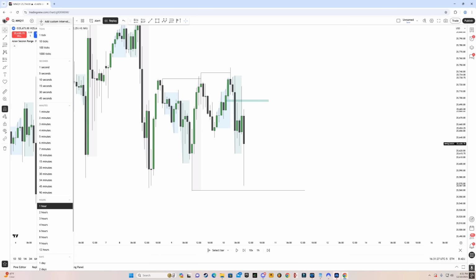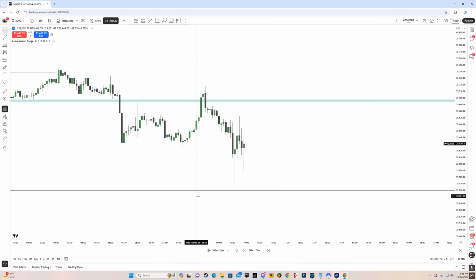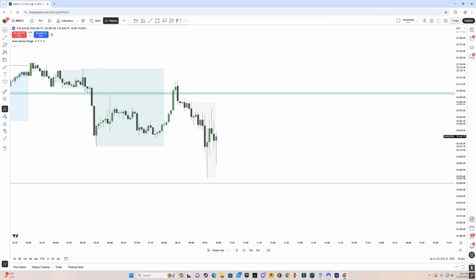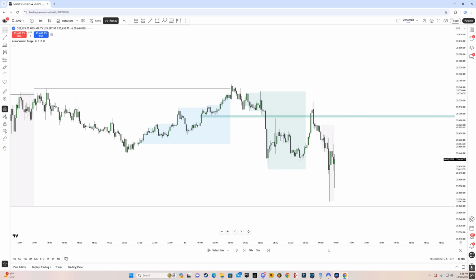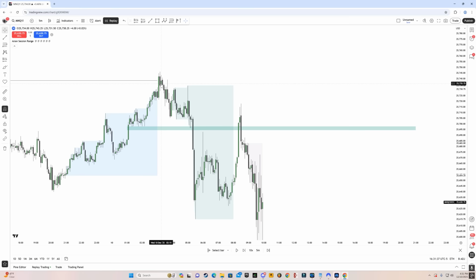So now what you want to do is, since our bias is bearish, we have a clear draw on the 1 hour time frame. And you can also clearly see that we were respecting PD arrays on the 5-minute as well after we swept the Asia. So we respected this order block, we respected kind of this order block over here, and then we were just pushing down again and again and again.